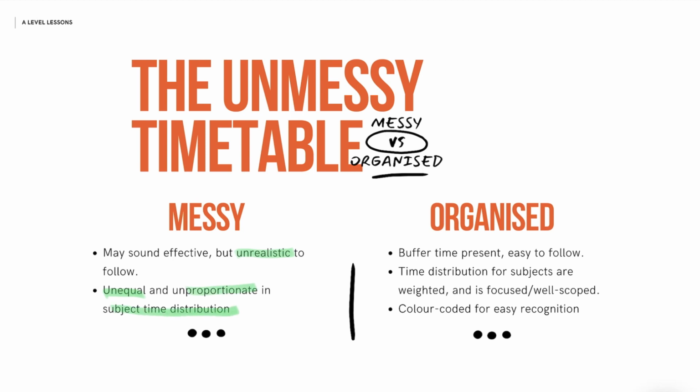When we look at having an organized timetable, we look at there being buffer time. So times that you allocate for, let's say, breaks, for lunch, for dinner, for breakfast, or if you are, let's say, a Christian, you have got church, you set aside time for that. And likewise for any other social events that you may have. So time distribution is weighted, well focused, well scoped, and it could also be color coded for easier recognition. A blank, plain black and white timetable is never really fun to look at. So go and color code them if it really does help in your journey to understand your time better.